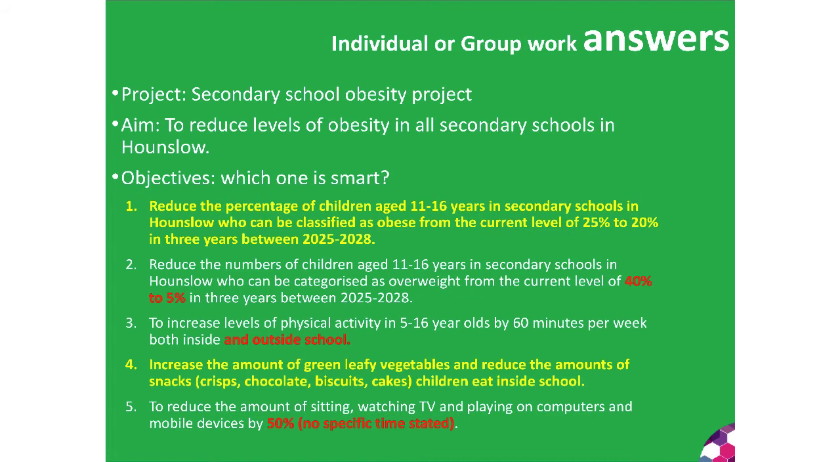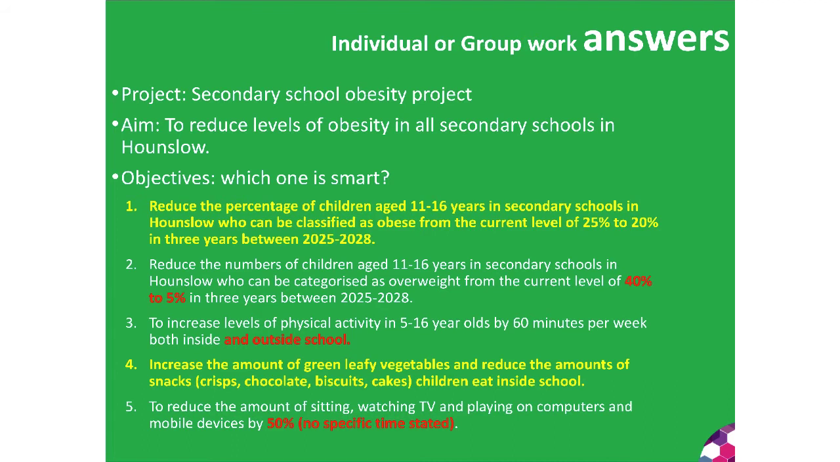But if we look at the second one, that's not a reasonable objective, and it's highlighted in red. We want to go down from 40% to 5% of overweight kids. That's a huge decrease because that includes children who are obese as well. That's really not a realistic objective to have, because it's more than likely that we will be unsuccessful in achieving that aim and any positive we have will be drowned out. So we need to be realistic that we can't in 3 years reduce the level of children who are overweight in secondary schools by 35%.